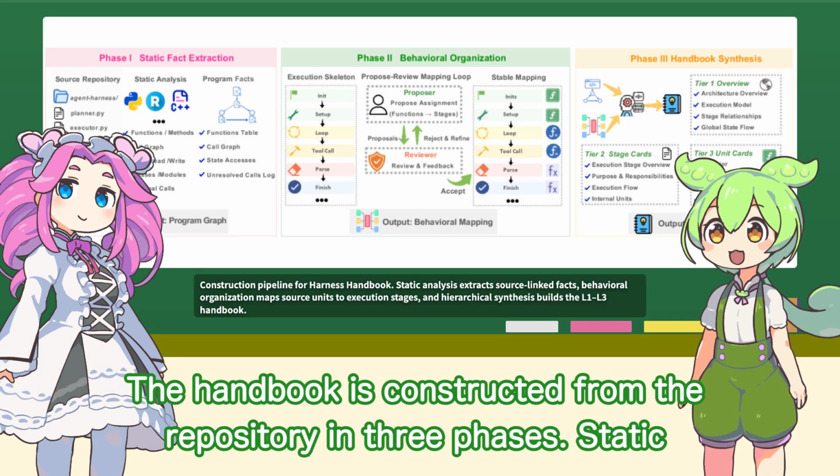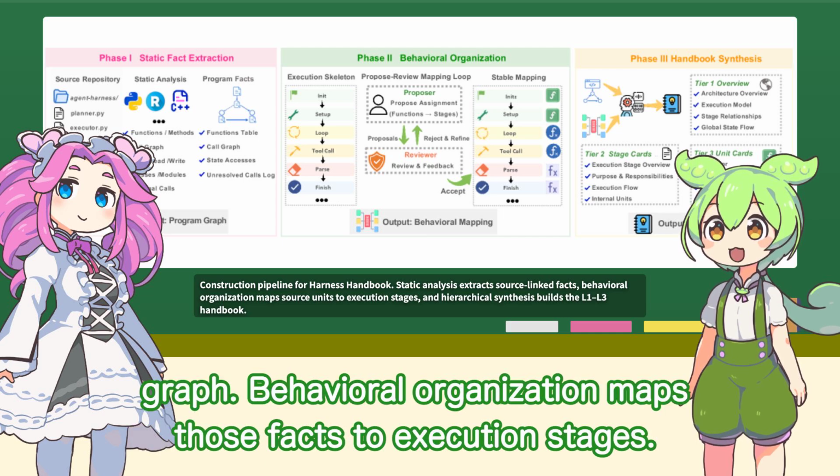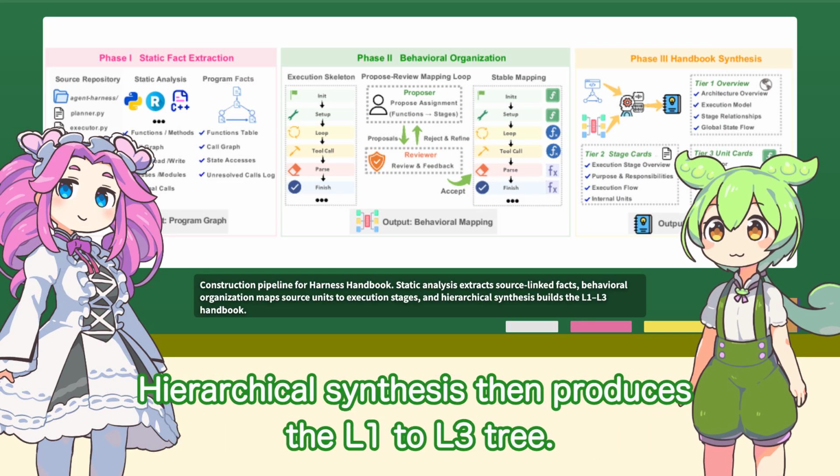The handbook is constructed from the repository in 3 phases. Static analysis first extracts source-grounded facts and a program graph. Behavioral organization maps those facts to execution stages. Hierarchical synthesis then produces the L1 to L3 tree.